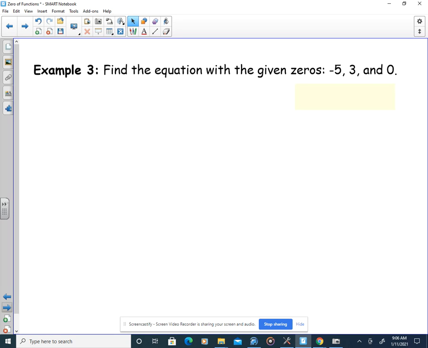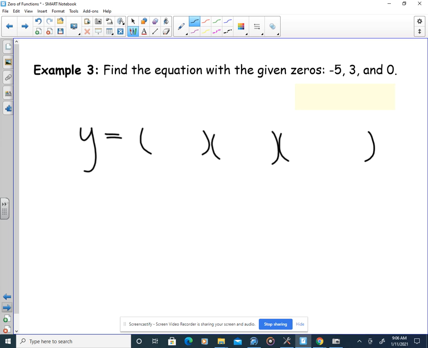It says find the equation with the given zeros. The zeros are -5, 3, and 0. So we've got 3 zeros, so we know we're going to have 3 factors. If we have 3 factors, it's going to be a cubic equation. So we've got to write an expression that has -5 as a zero. So it'll be x plus 5.